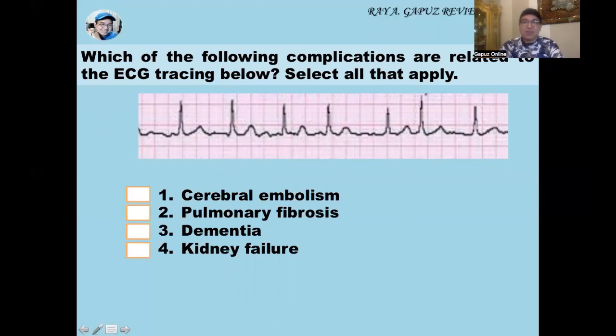And it goes this way. Which of the following complications are related to the ECG tracing below? Select all that apply. And then you have several options and, of course, an exhibit.